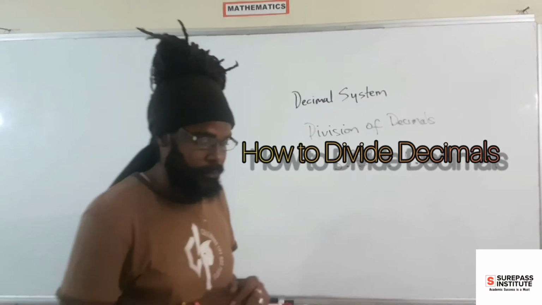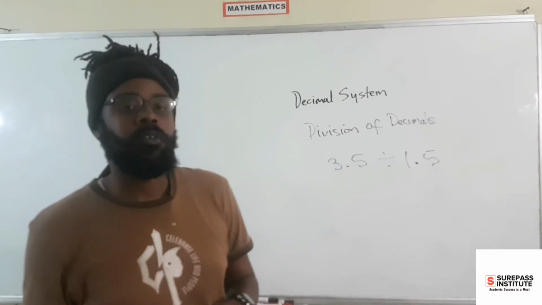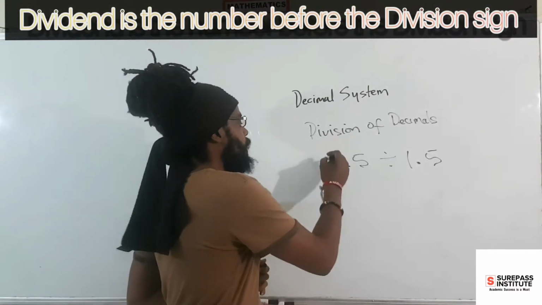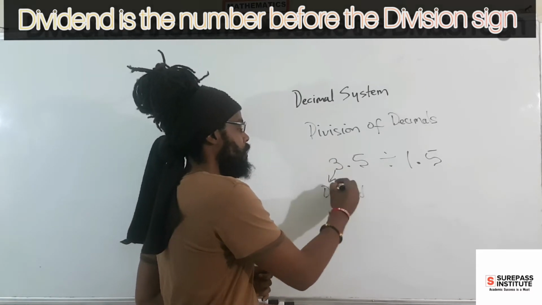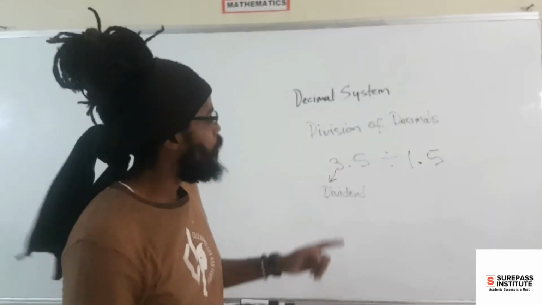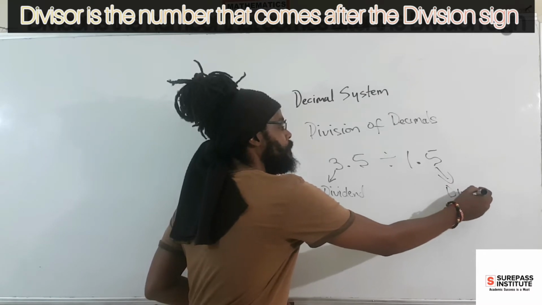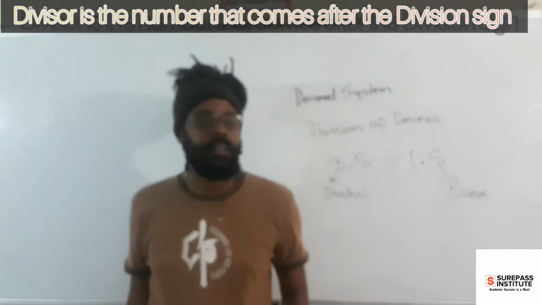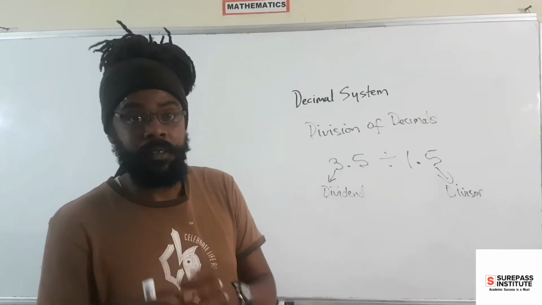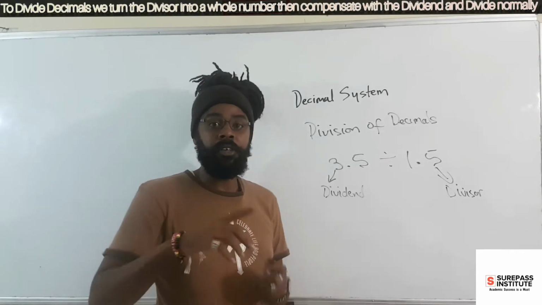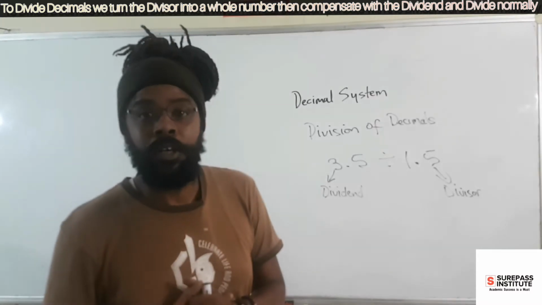Now, before we go into the concept for dividing decimals, it is very important for you to identify the dividend. The number that comes before the division sign is classified as the dividend, and the number that comes after the division sign is classified as the divisor. Now, after understanding what the dividend and the divisor are, we can understand what the concept means. The concept says, in order to divide two decimals, we need to turn the divisor into a whole number.